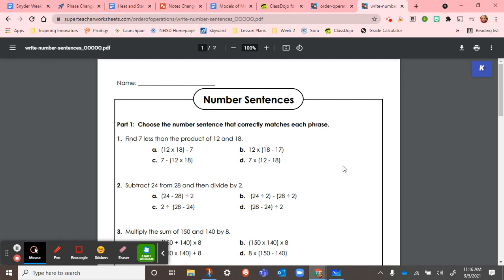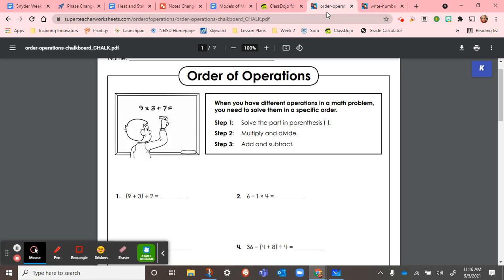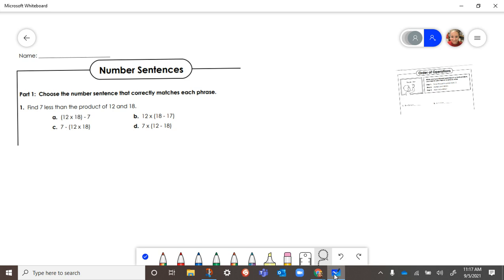Hi, fifth graders. This is going to be your homework for week 4. One part is number sentences where you are choosing the number sentence that correctly matches. And then the back part is you have different operations and you need to solve and find their value. So let's go ahead and look at the first one of each of these.